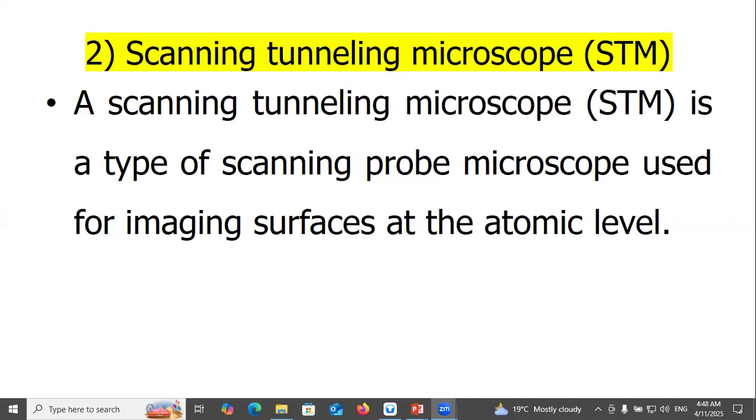Scanning tunneling microscope. A scanning tunneling microscope is a type of scanning probe microscope used for imaging surfaces at the atomic level.